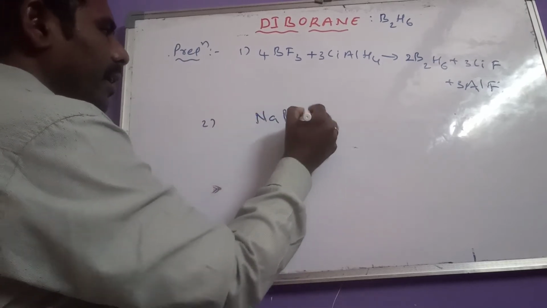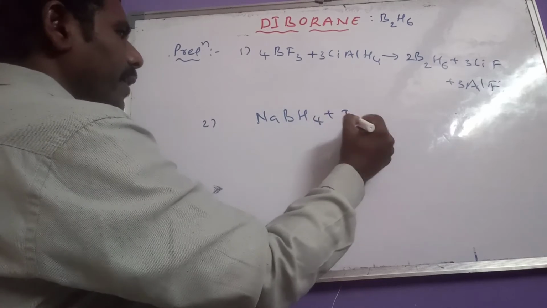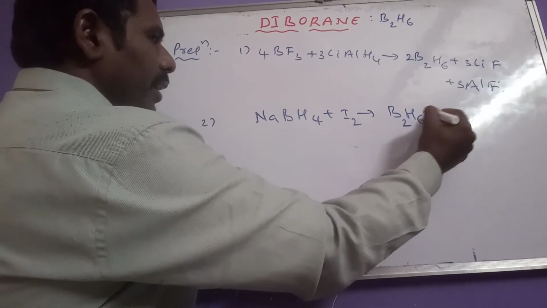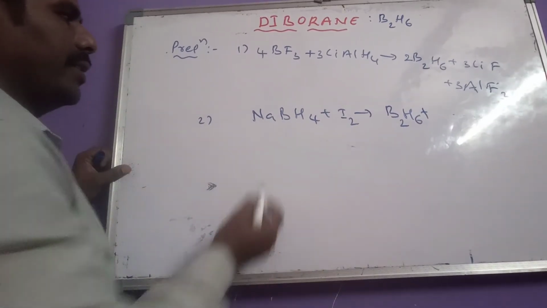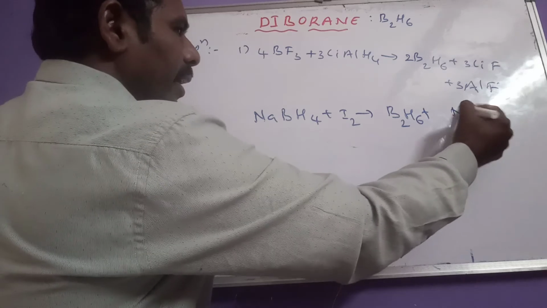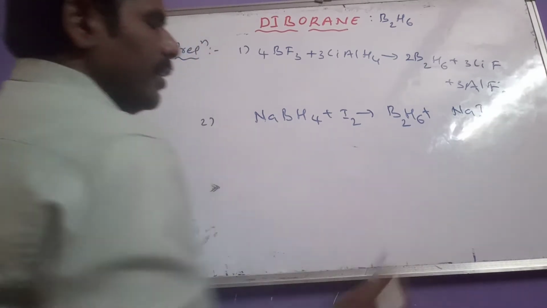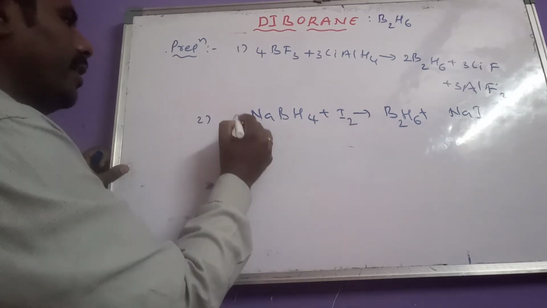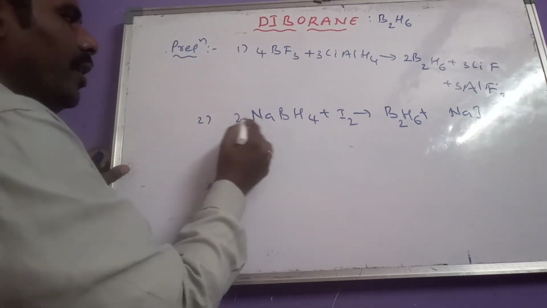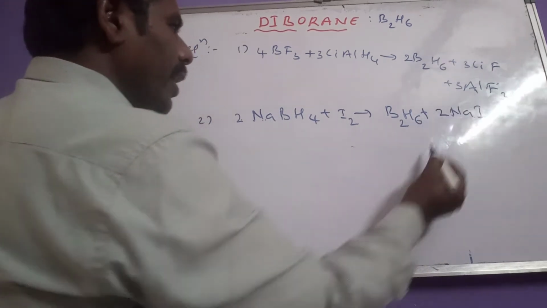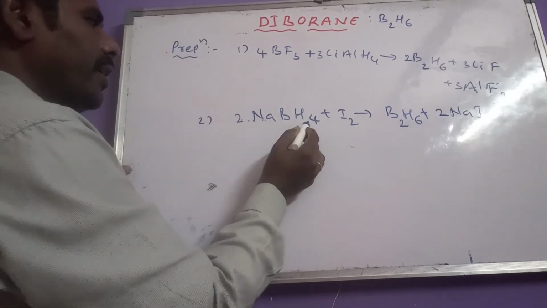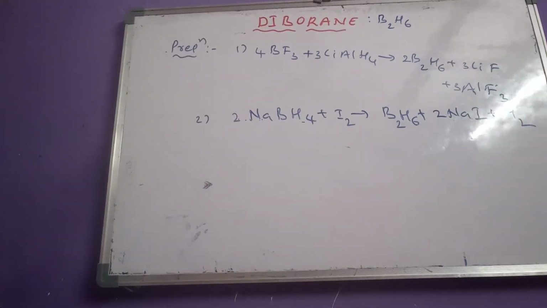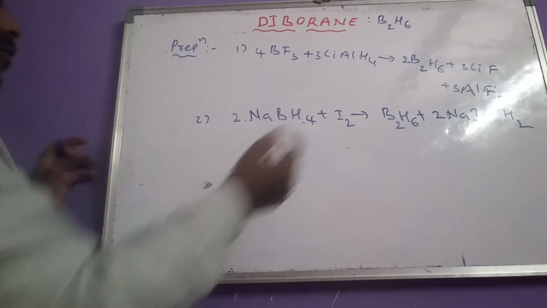Now come to the second method of preparation here. Sodium borohydride, NaBH4, when treated with iodine. We want to determine B2H6. First write the B2H6. Then sodium and iodine form NaI. To balance this, as there are two borons here, write 2 NaBH4, and 2 Na means we have to write 2 NaI. 6 hydrogens, but here 8 hydrogens, so write another H2. So this is another method of preparation for diborane.